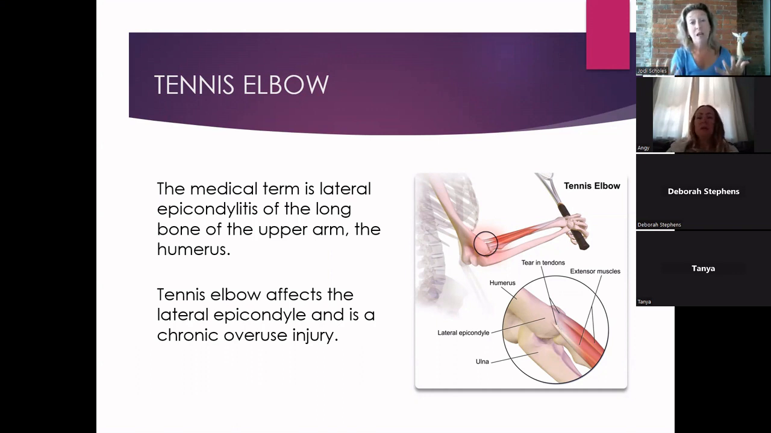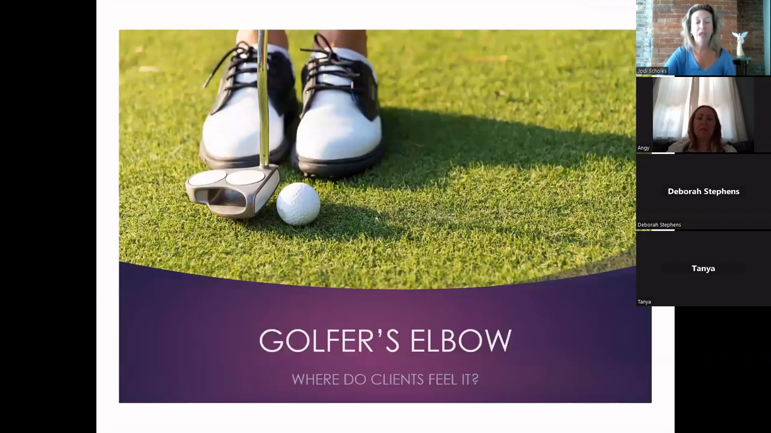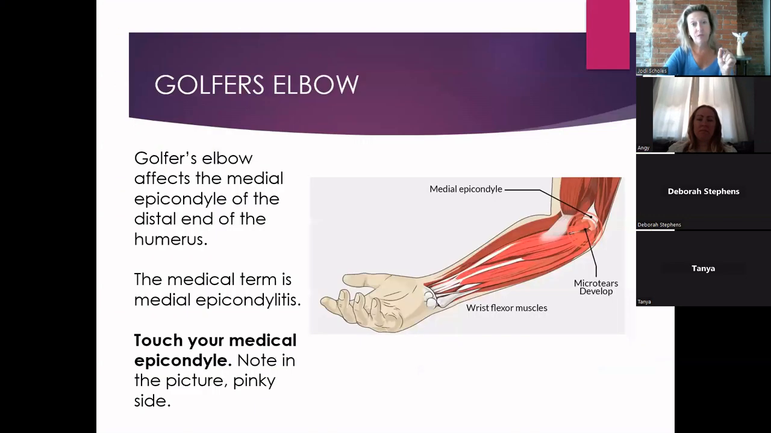And this pathology is not only caused by tennis, it can be caused by cleaning, it can be caused by typing, it can be caused by just any overuse of the lower arm. So even like cleaning, yeah, but it's a chronic overuse injury. Compared to golfer's elbow, which is the medial epicondyle. So if you look here and think about anatomical position again, this golfer's elbow is actually on the pinky side.